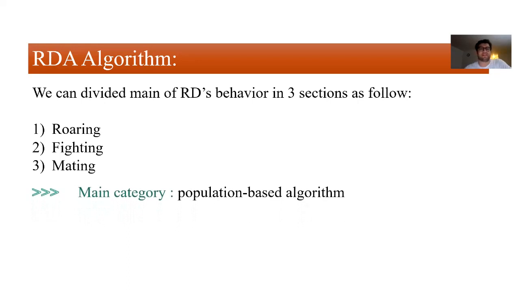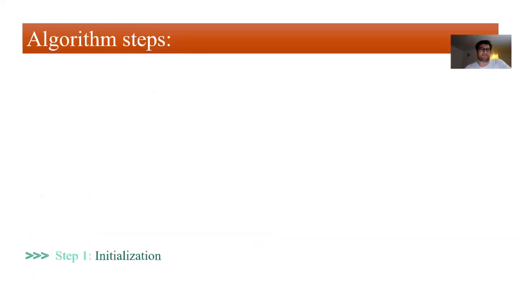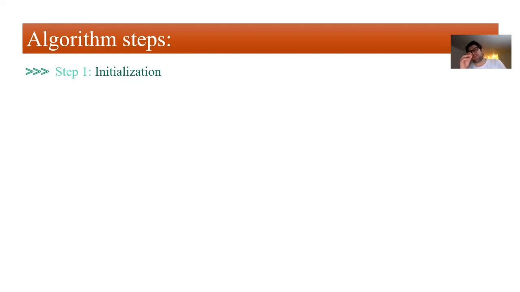Therefore, this algorithm is population-based, and there are many other population-based algorithms, such as genetic algorithm and cloning optimization and other examples. Like many other meta-heuristics, it starts with an initial set of solutions, a population of solutions, and then this population would be divided into males and females.